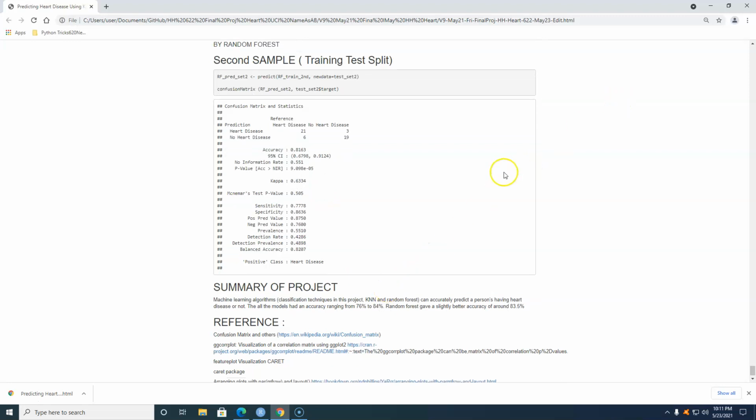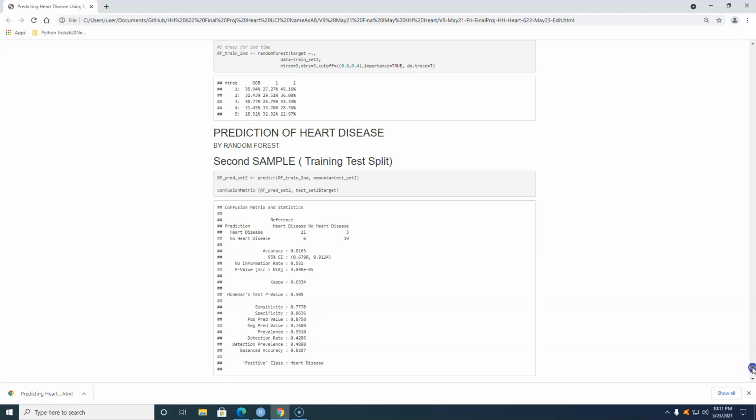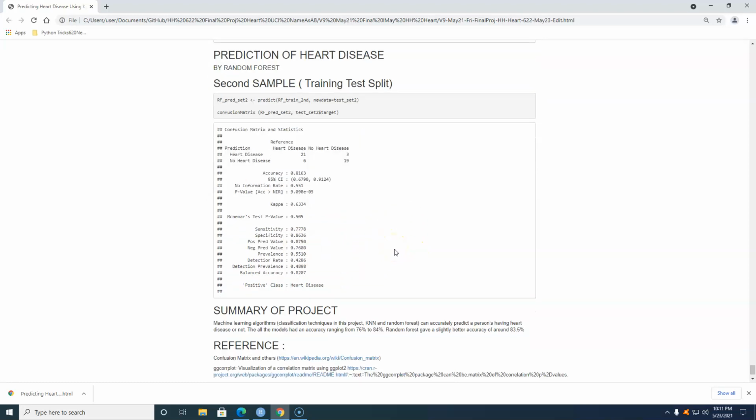So in summary, the machine learning model can apply to heart health related data. And in this particular database, the random forest performed better than the KNN. The random forest model produces accuracy of around 85%, and the KNN produces accuracy of around 70%. Thank you for your attention.